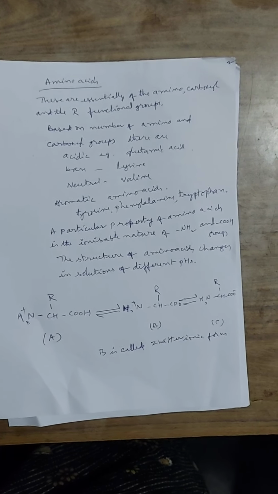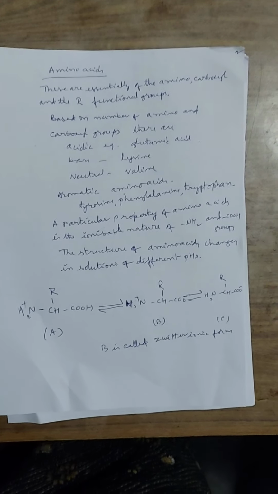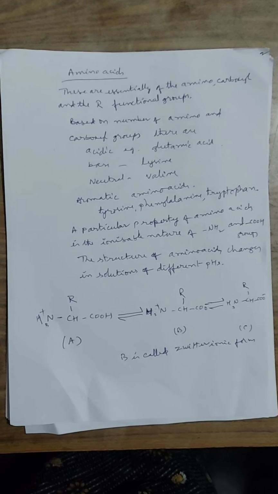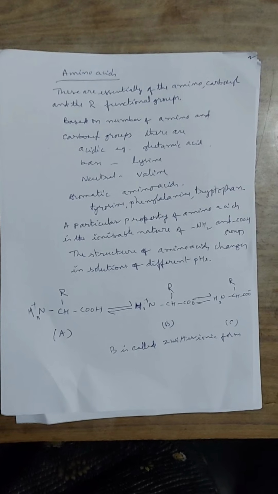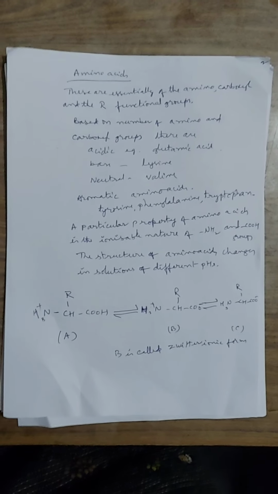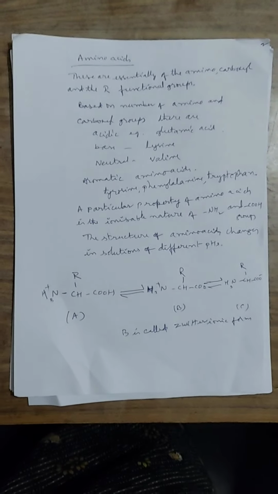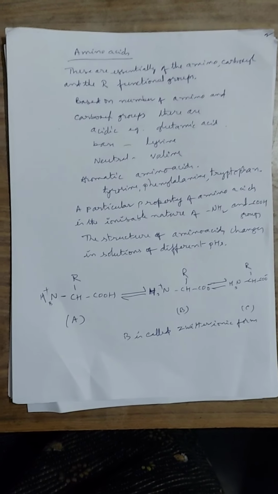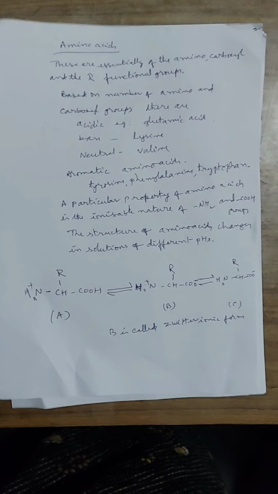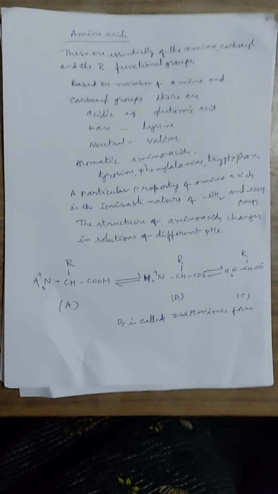So here B is called Zwitter ionic form. Okay, what is Zwitter ionic form? Zwitter ionic form means an amino acid gives rise to positive and negative charge ions. Okay, so B is the Zwitter ion. What a Zwitter ionic form is, is very important.